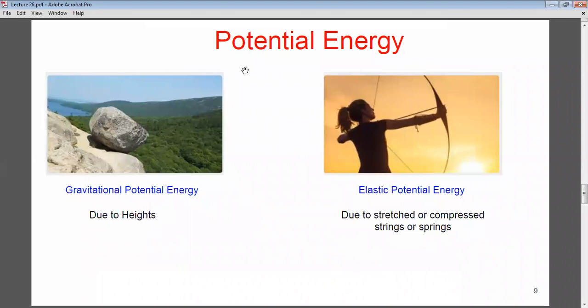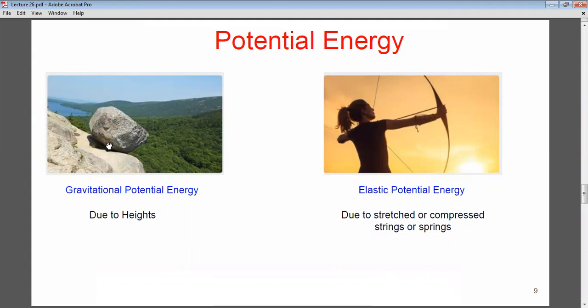And now we will learn about potential energy. Potential energy is divided into two energies in this chapter. The first one is gravitational potential energy. If we look at this, it's due to heights. So this rock over here, it's not moving, okay? It's standing still, but it has the potential to fall down if we give it a push, for example.